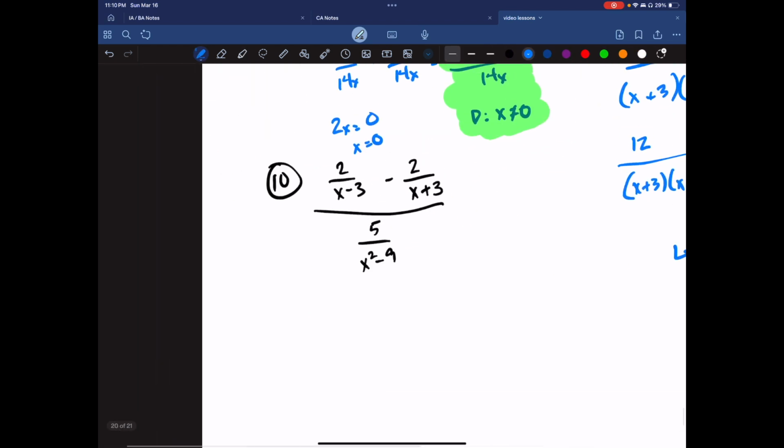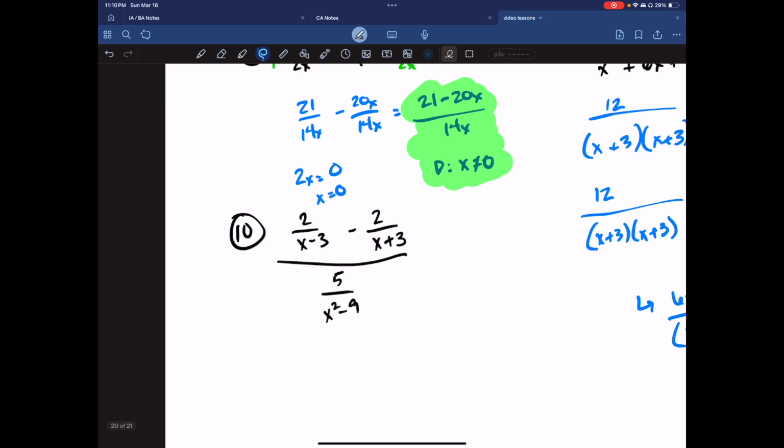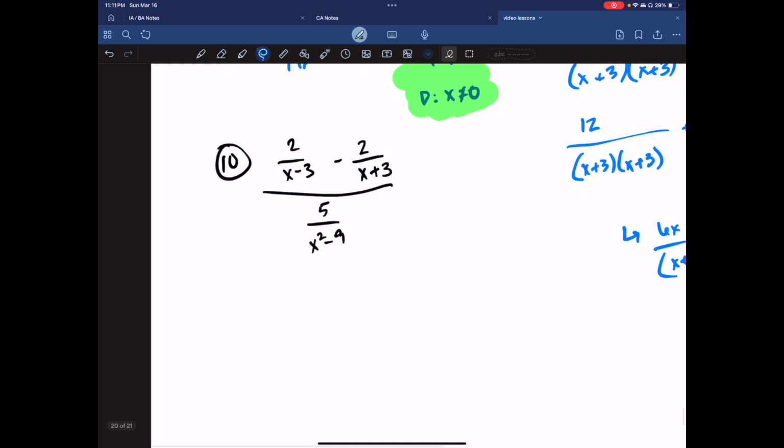Okay, and then last problem, you have what we call a nested fraction. You have fractions inside of fractions. So let's do this one thing at a time. I need a common denominator in the top. So I'm going to give x plus 3 to this side, x minus 3 to this side.